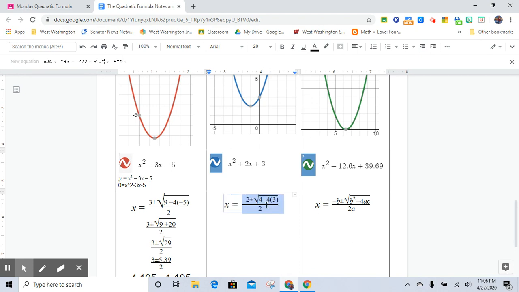Didn't work either. There we go. -4 times +3, that's going to be -12. And 4 minus 12 is -8. So now, what is the square root of -8?